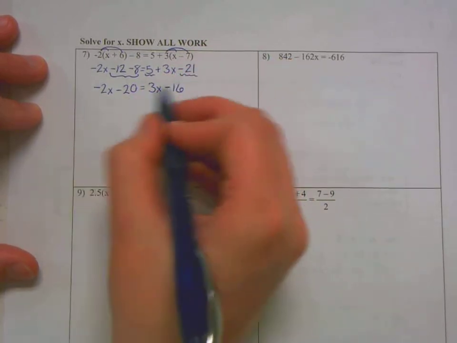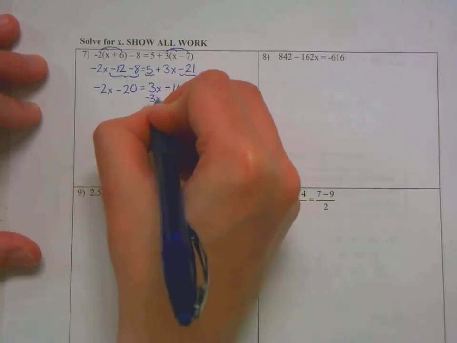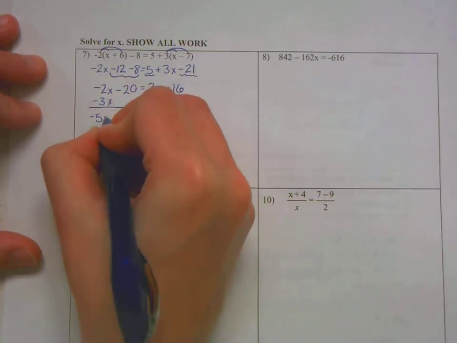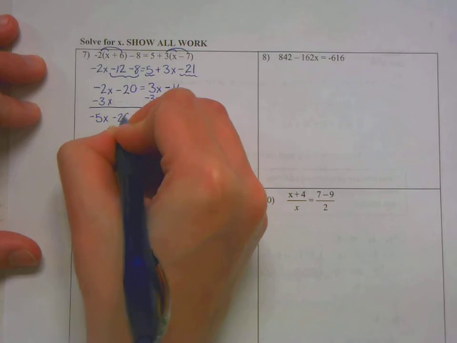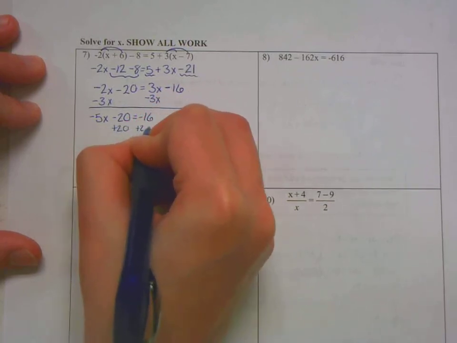And then I'm just going to start moving those. I'm going to put my x's on one side, my whole numbers on the other. I'm going to move this 3x over to the left. So I get 5x. Then I'm going to add 20 to my right.